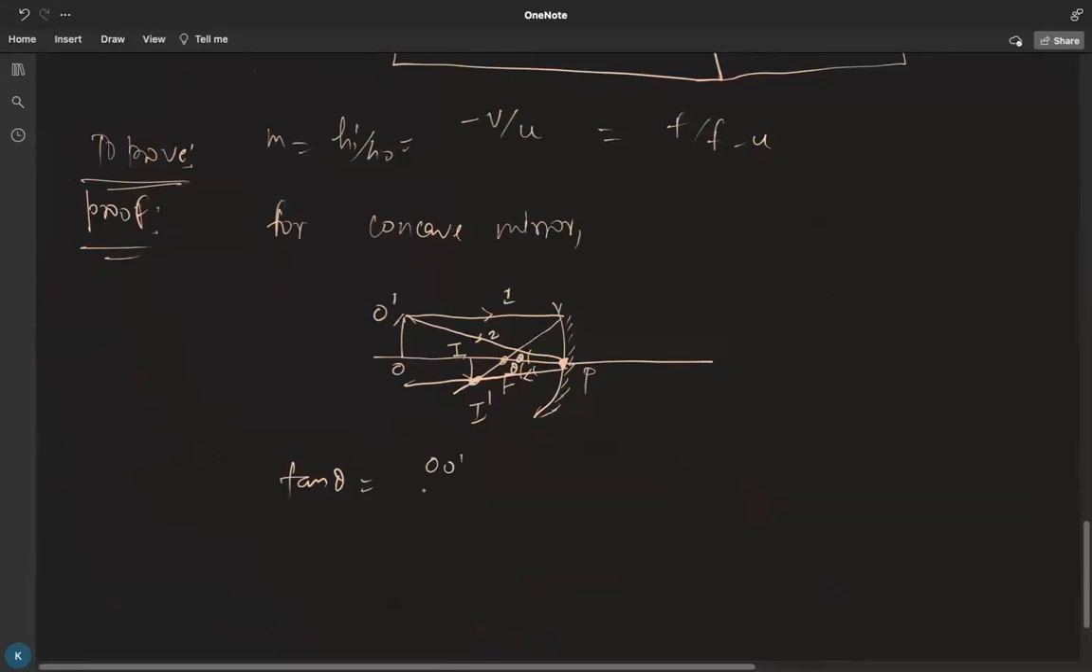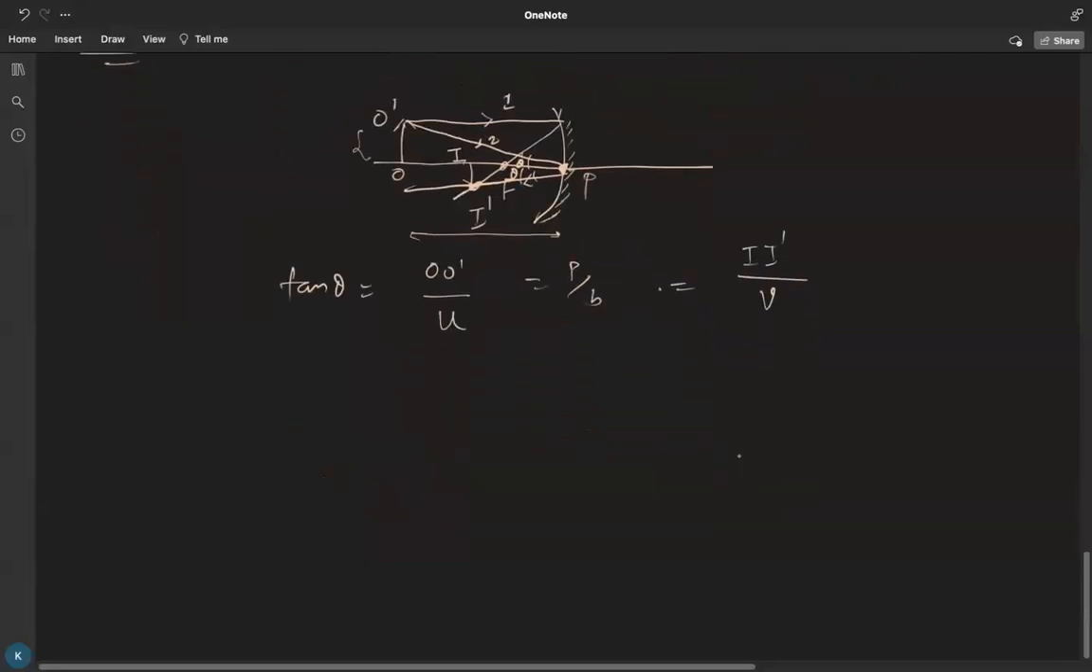P by B, O dash by U, right? As we know, tan theta is perpendicular by base. The perpendicular is this one, and the base is this one for the above triangle. It is the same for the lower triangle, because the above and below angle is obviously theta. So it's equal to I dash, which has a negative sign, but I'm not going to take it right now, and it is equal to B. I'm not using the sign convention right now. Whenever I use the sign convention, it will be clear to all of you.